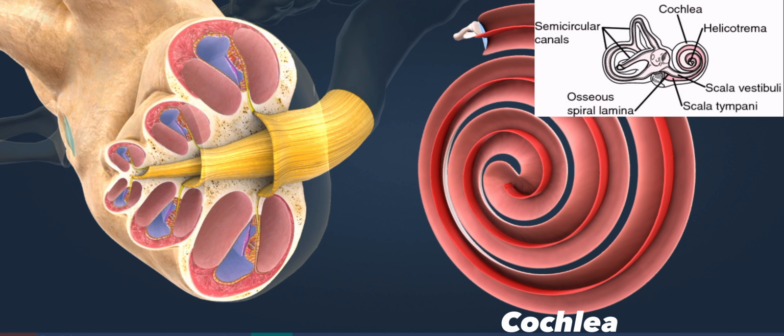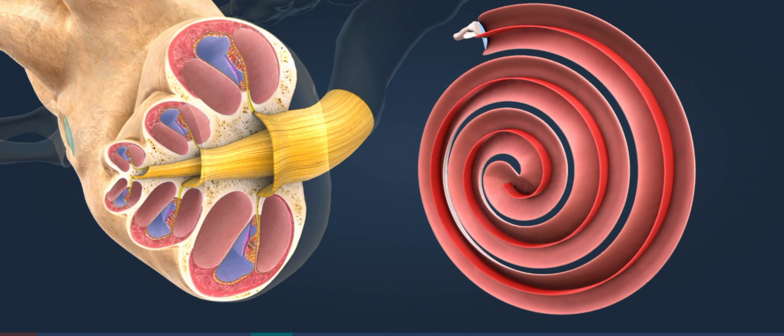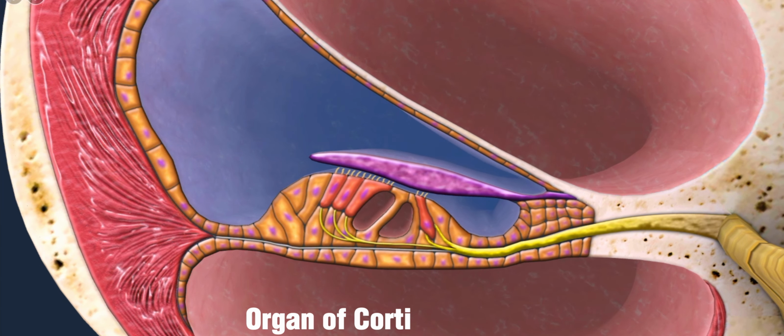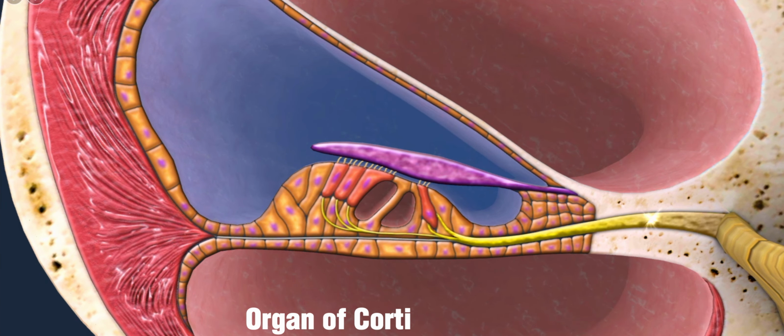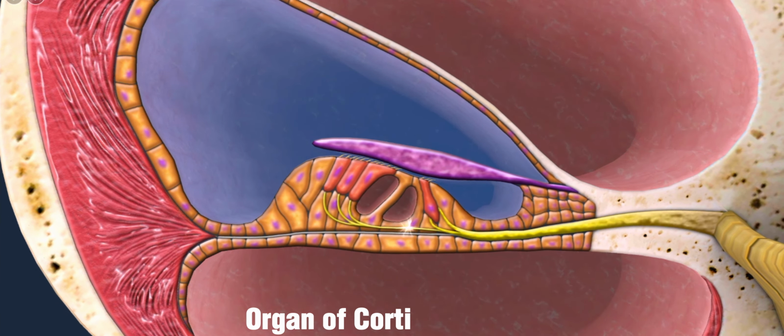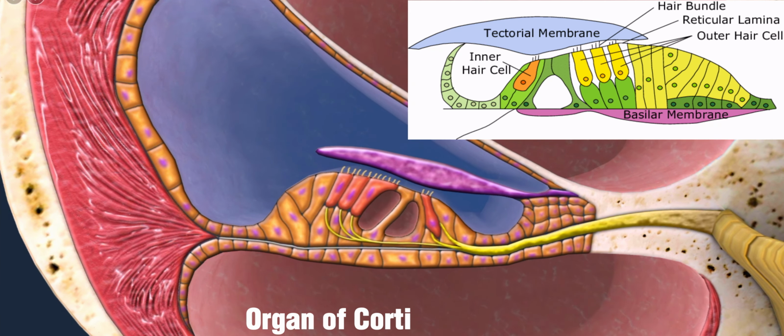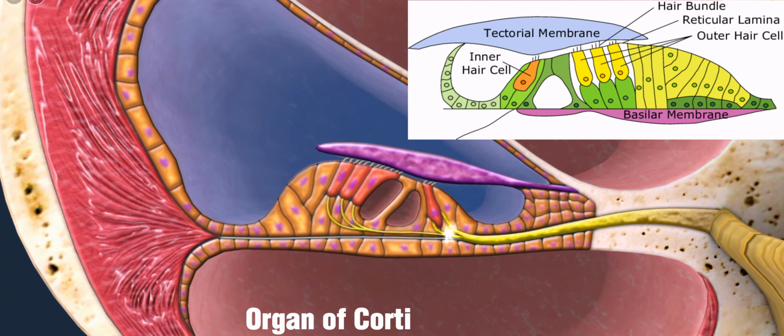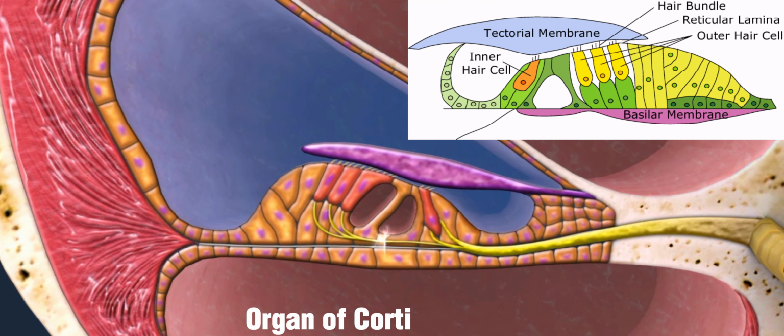The organ of Corti is located within the scala media and is the site of transduction of sound waves into neural signals. It is a long, narrow strip of specialized cells that spans the length of the cochlea. The cells in the organ of Corti are arranged in a series of rows and columns, with each row containing a different type of cell.